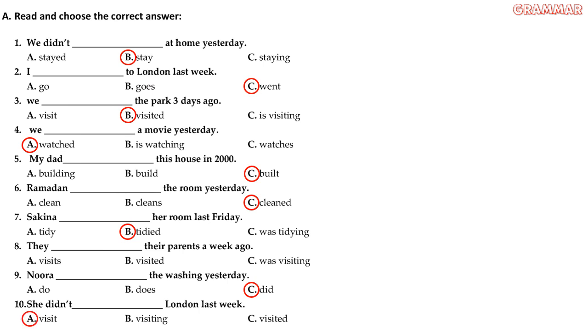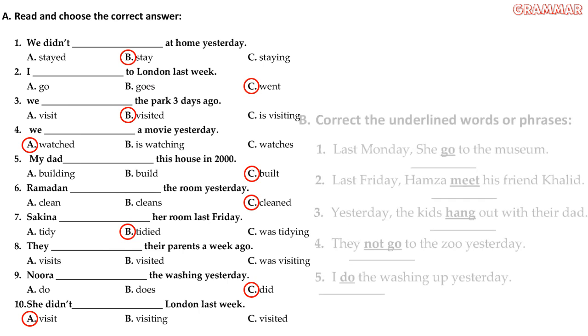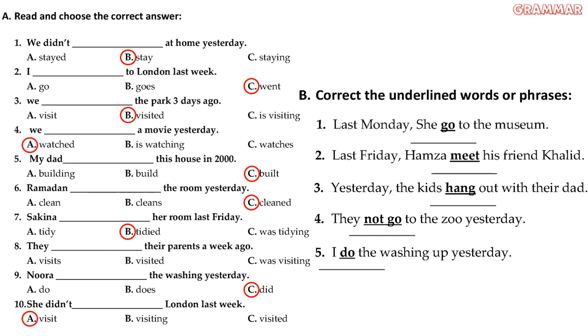Okay, correct the underlined words. Number one, last Monday, she go, she went. Two, last Friday, Hamza meet. What is the past of meet? It's met. Three, yesterday, the kids hang out. Correcting hang is hung. Four, they not go to the zoo yesterday. How to make negative? I can say I not go yesterday. No, they didn't go or did not go. Five, I do the washing up yesterday. What is the past of do? Yes, very good. It's did.